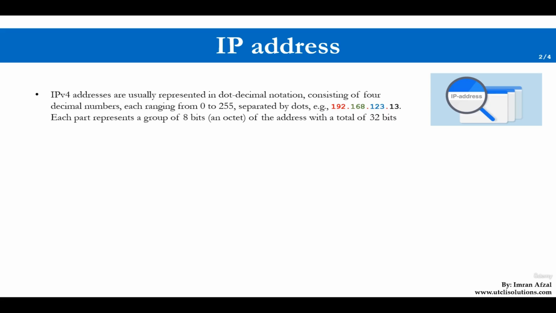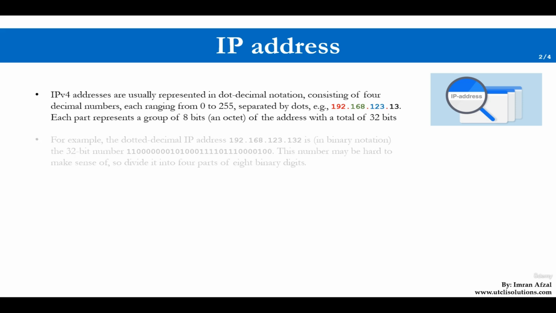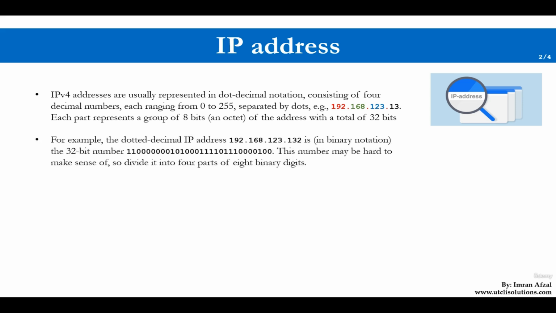Each part represents a group of 8 bits, which is also referred to as an octet of the address, with a total of 32 bits. I'm sure you remember we talked about bits and bytes. Those bits and bytes are represented by zeros and ones. So the first octet is 8 bits, the second is 8 bits, and when you add all those bits together, they are 32 bits.